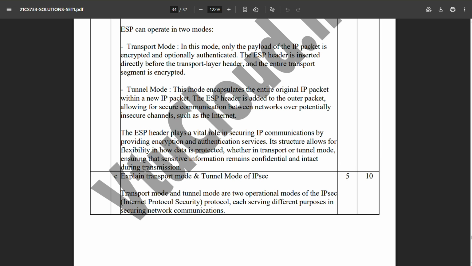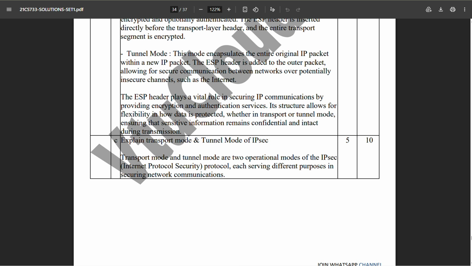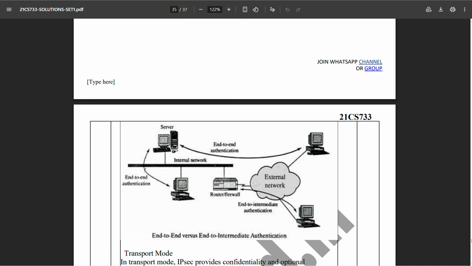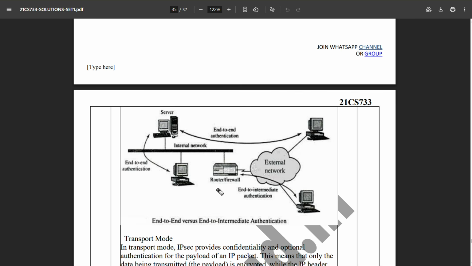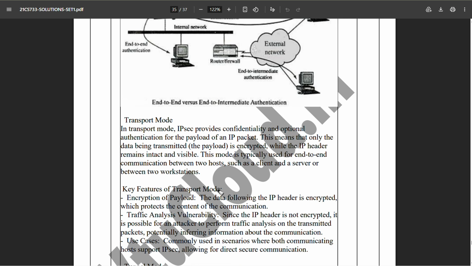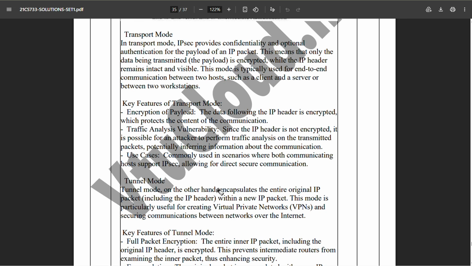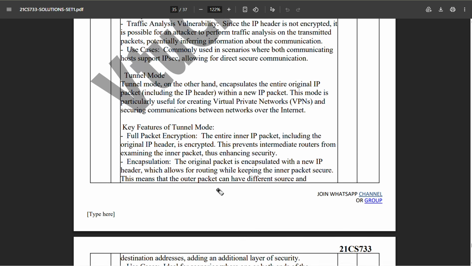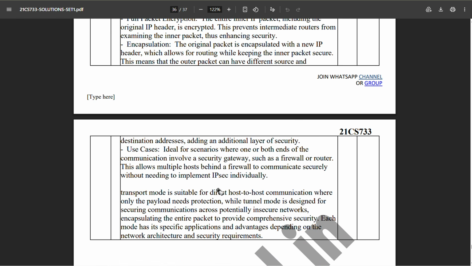Coming to question number 10C, explain transport mode and tunnel mode in IP security. In this question, you have to explain transport mode and tunnel mode in IP security. This is the diagram of end-to-end versus end-to-intermediate authentication. And the transport mode consists of key features like payload encryption, traffic analysis vulnerability, use cases. And coming to the tunnel mode, key features of tunnel mode are full packet encryption, encapsulation. These are the key features of tunnel mode.